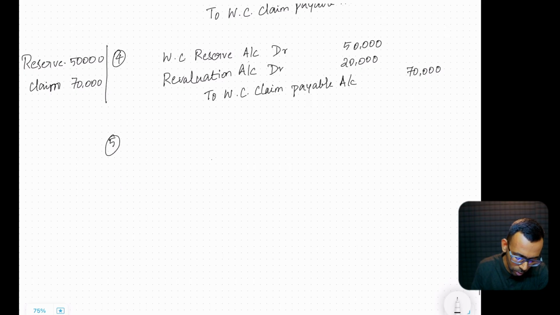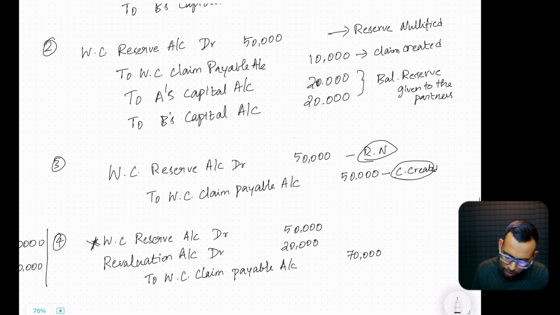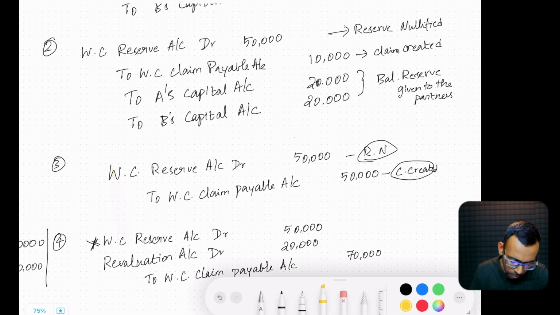And the last scenario is where the reserve amount is nil. I did not create one rupee of reserve also, but I ended up having a claim of, let us say, 20,000 or 10,000, whatever it is. I created a claim of 20,000. In this situation, I cannot use the previous entry as it is, because in all the four scenarios I had a pre-existing reserve in my ledger.